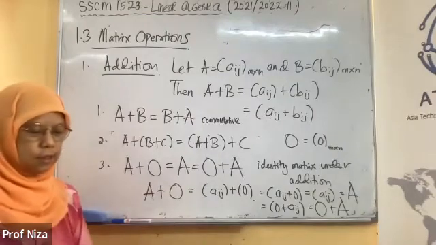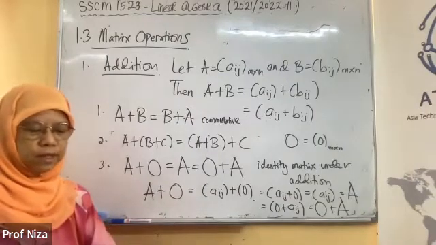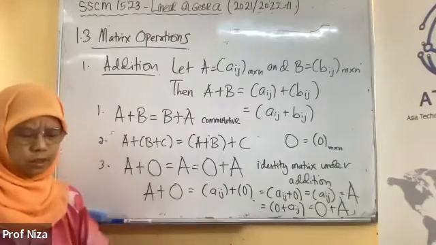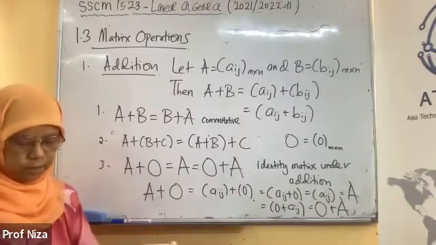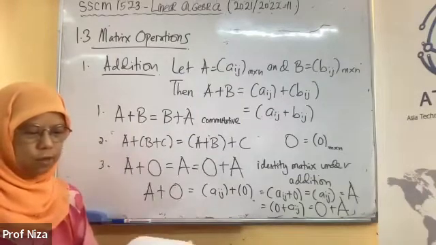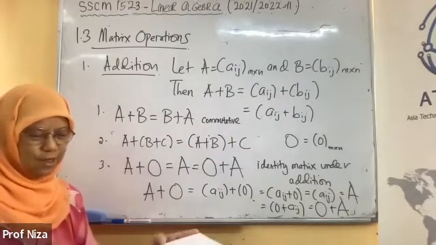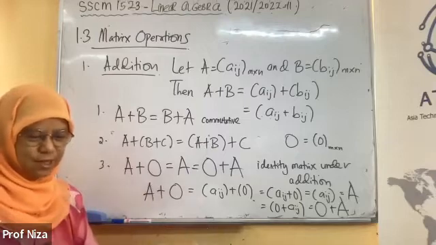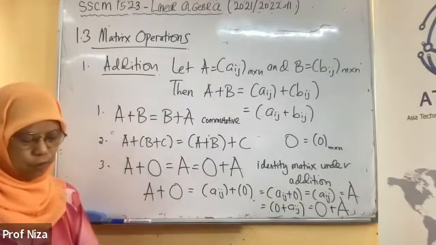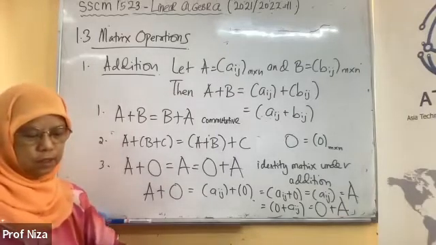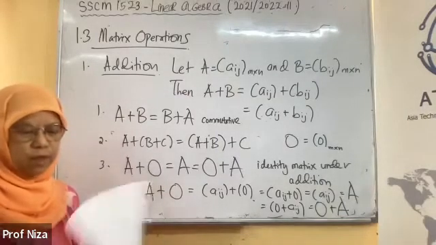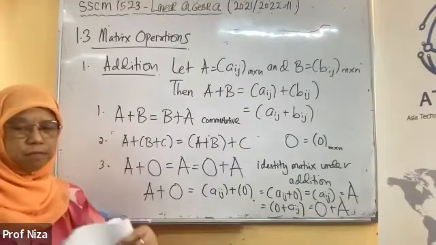Next is properties of matrix. Next is matrix multiplication. Oh, I'm really sorry about 1.3.3. Okay, 1.3.3 is supposed to be the operation of matrix multiplication by a scalar.